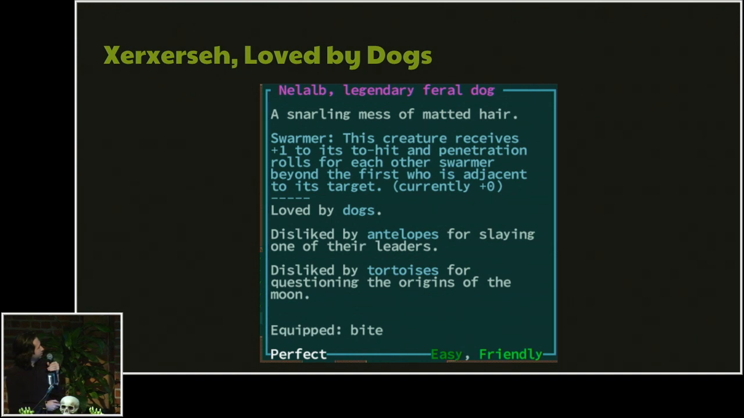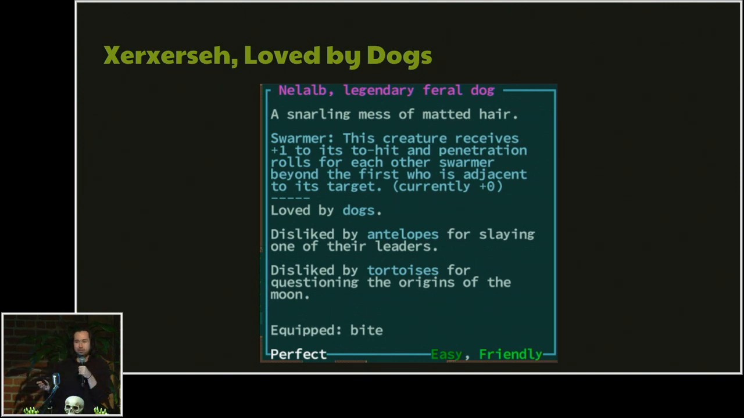So meet Nalelb. He's a legendary dog. He's loved by dogs. He's disliked by antelopes for slaying one of their leaders, and he's disliked by tortoises for questioning the origins of the moon. He howled at the moon one too many times.